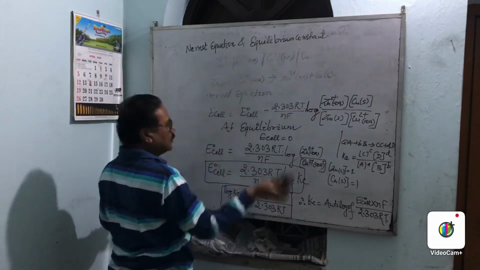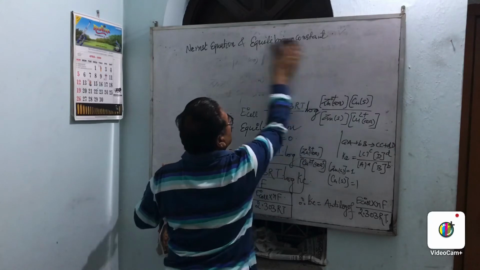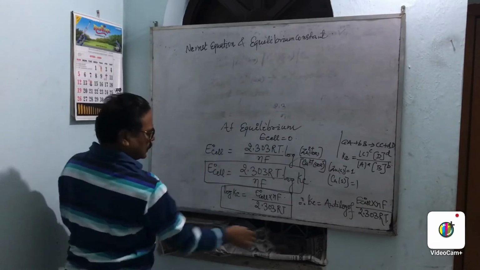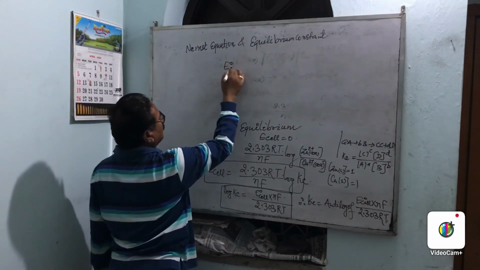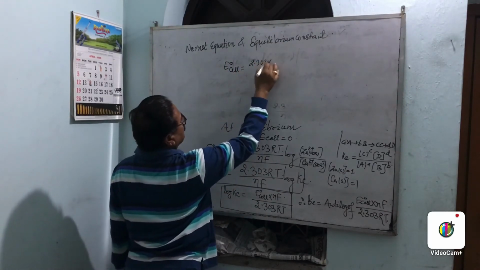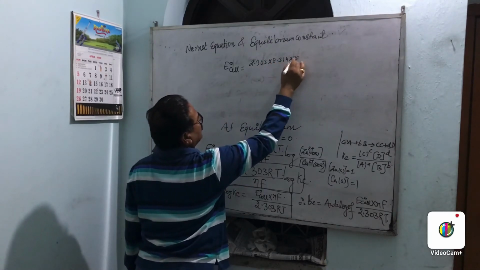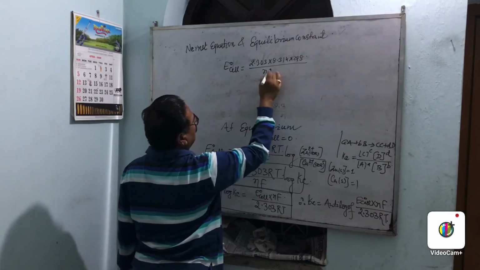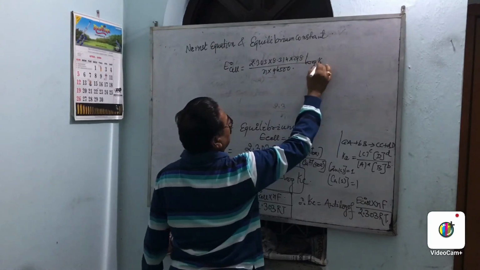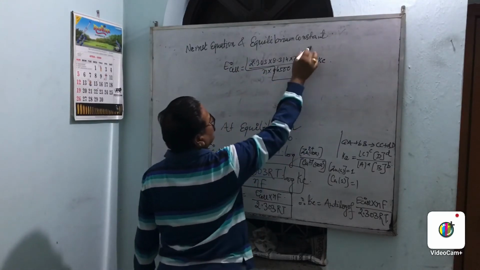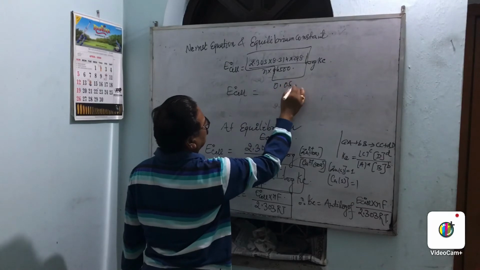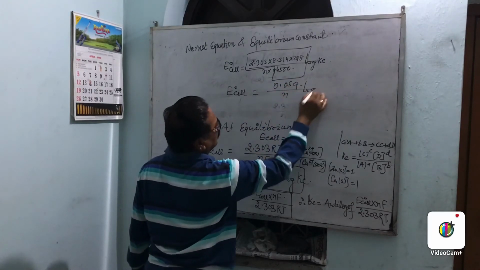See the problem. Suppose this equation is E0 cell. Now putting all the values: 2.303, R is 8.314, 298 Kelvin, and n and 2F, F is 96,500 coulomb per mole, equal to log Kc. On solving these values, as solved in so many cases, the last equation value comes to be 0.059 by n, and this is log Kc.